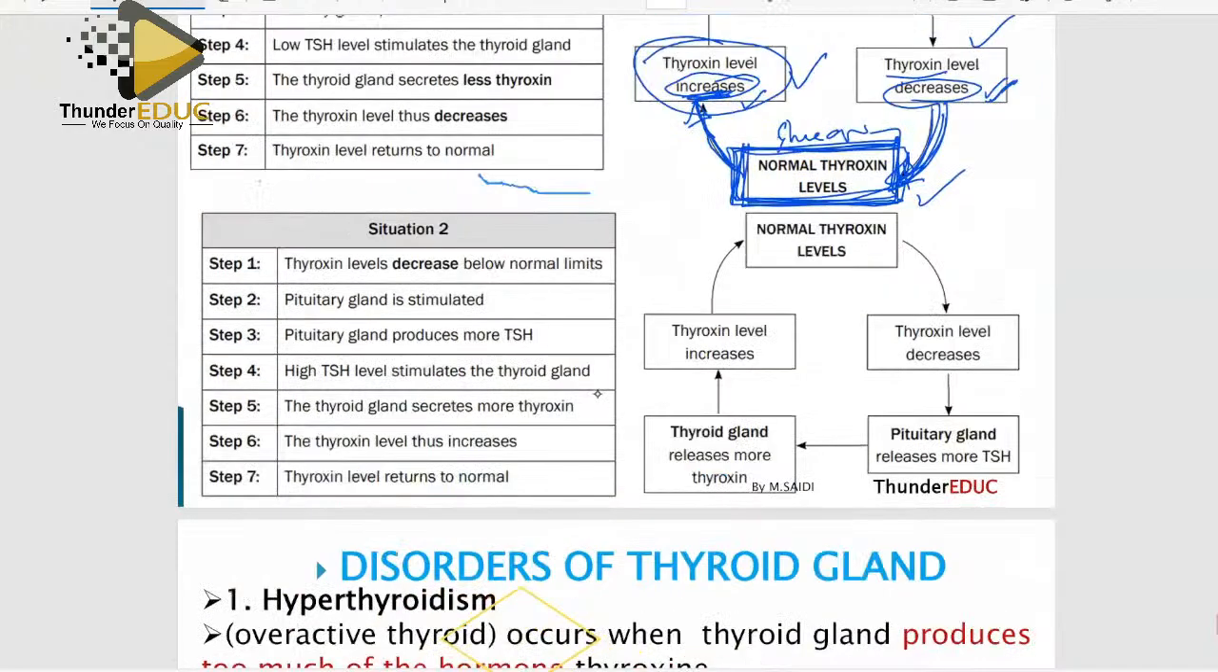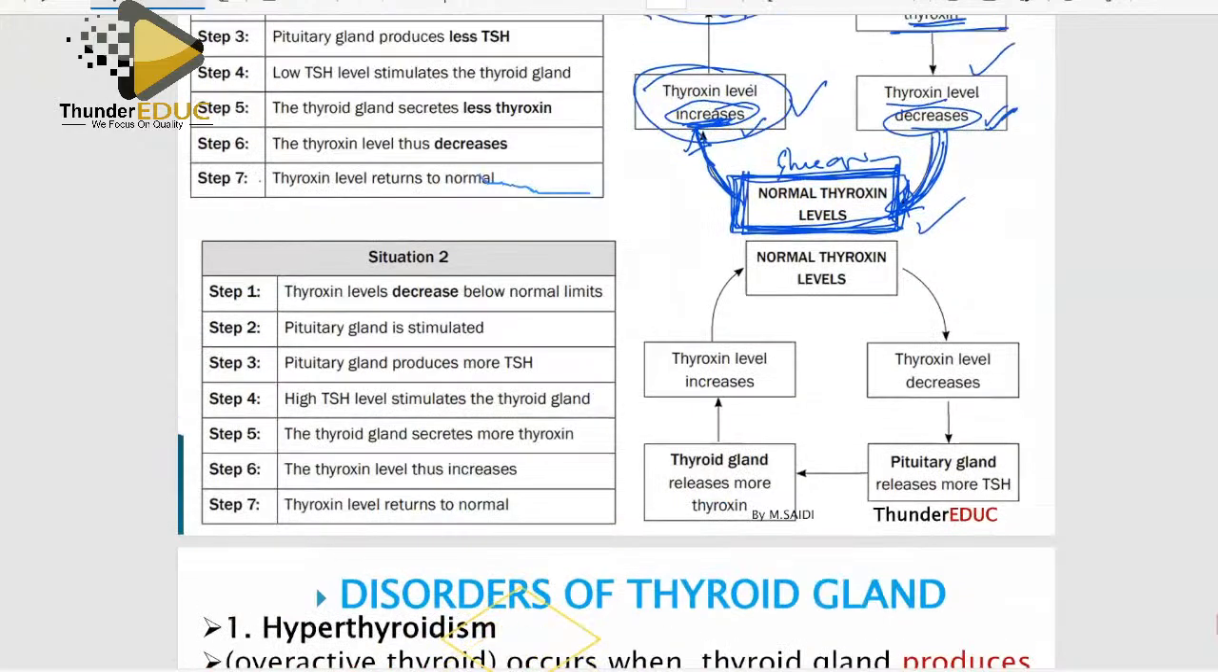Okay, we go to the next thing. What happens if the level of thyroxine has decreased? It's the same story. The last point must be the level of thyroxine increases. Because the level of thyroxine has decreased, I will need more thyroxine in the body. So the pituitary gland will secrete more thyroid stimulating hormone. With more thyroid stimulating hormone, the thyroid gland is going to be stimulated more to produce more thyroxine. If more thyroxine has been produced, the thyroxine level in the blood will increase, and then it goes back to normal.